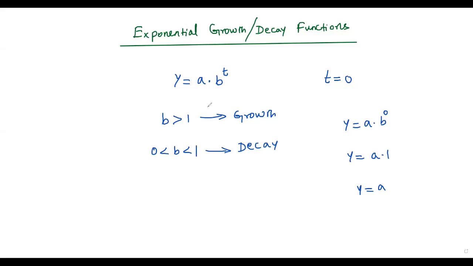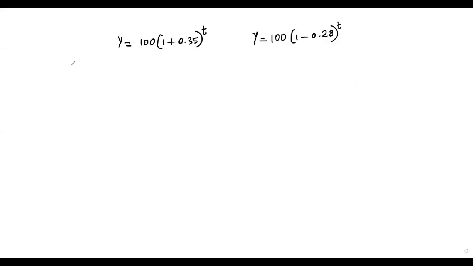Based on what we have discussed so far, let's look at some examples. Here we have two exponential functions. First, let's discuss this one: y equals 100 times (1 + 0.35) to the power t. It is exactly in the form y equals a times b to the power t. At the place of b, we have 1 + 0.35. If I simplify this, I get 1.35, which is greater than 1. So the value of b in this function is greater than 1, and clearly this is an exponential growth function.